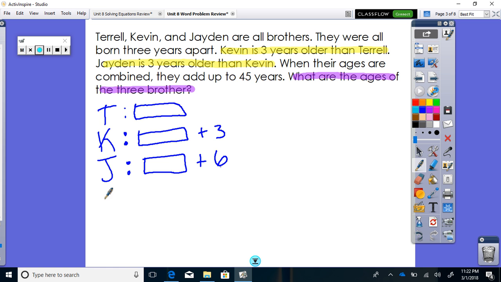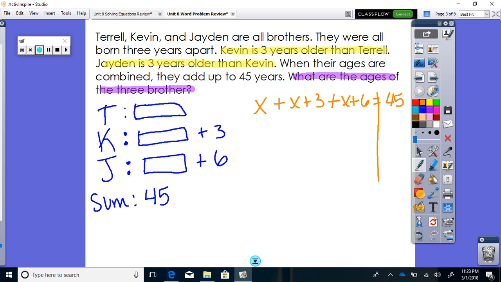And all 3 together, their ages add up to 45 years. So I have Tyrell's age is X, Kevin is X plus 3, and Jaden is X plus 6. If I add them all up together, I get 45 years. I can combine my like terms. X plus X plus X is 3X, and 3 plus 6 is 9.